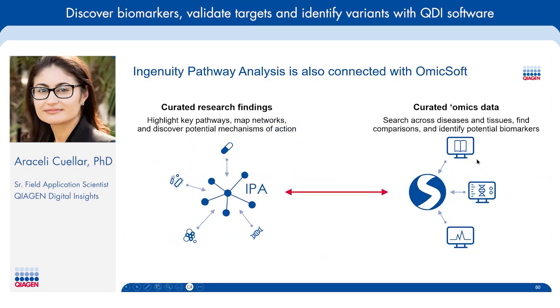Now, in OmicsSoft, as we saw, you can search across different diseases and tissues, find comparisons, and identify potential biomarkers and drug targets at the sample level. After you have used the sample level information, you can then use IPA to highlight key pathways, build networks, and discover potential mechanisms of action. So you can use IPA and OmicsSoft back and forth to help you discover potential future molecules of interest.